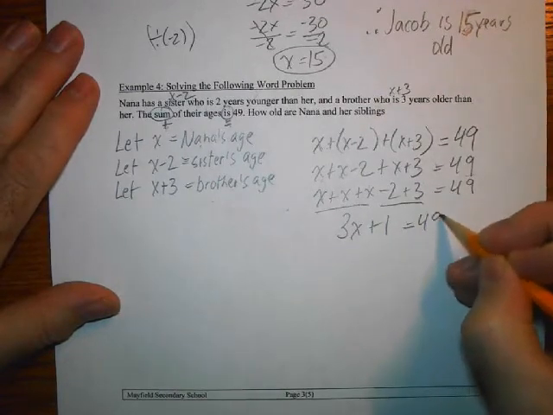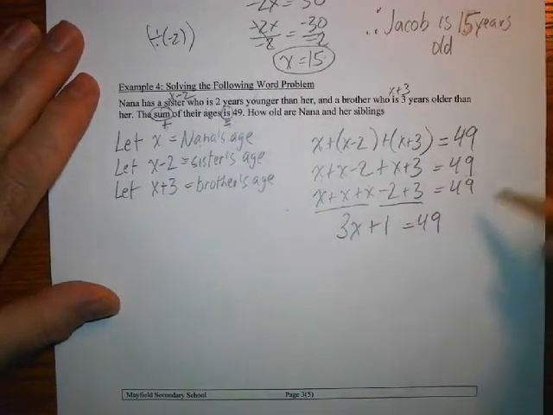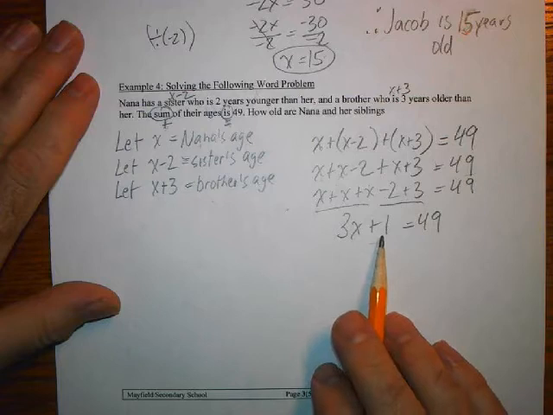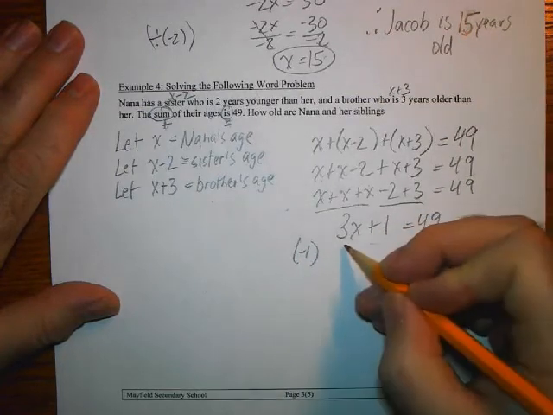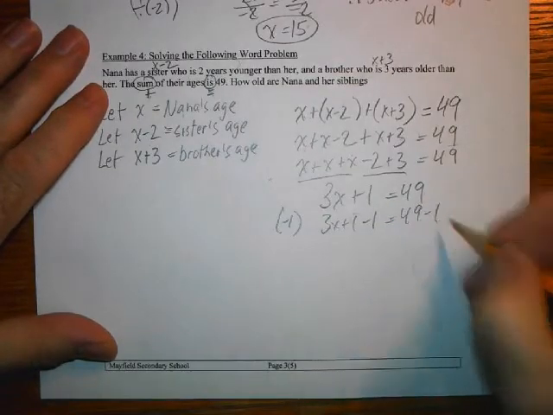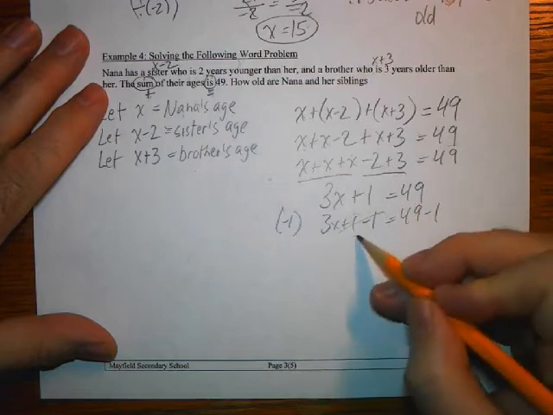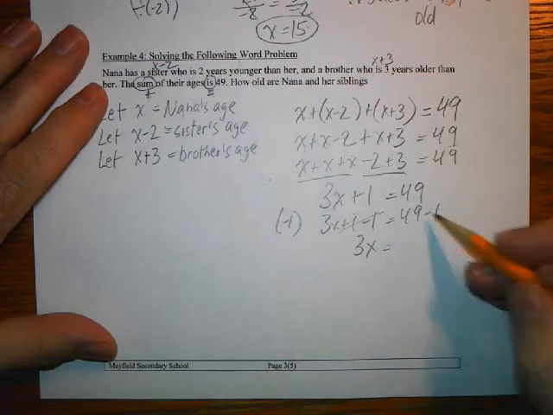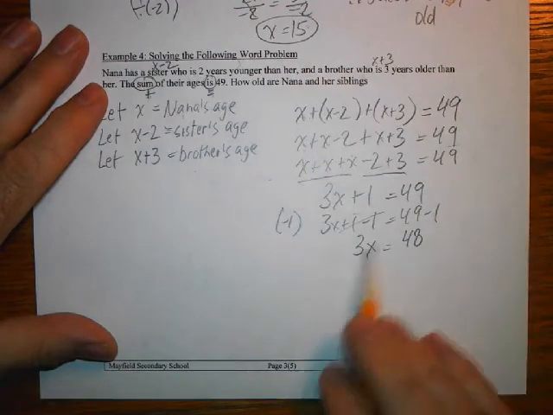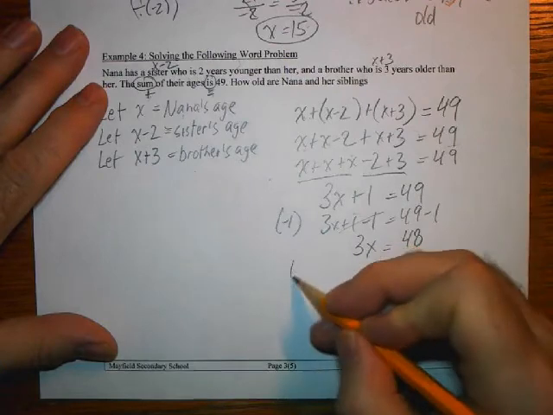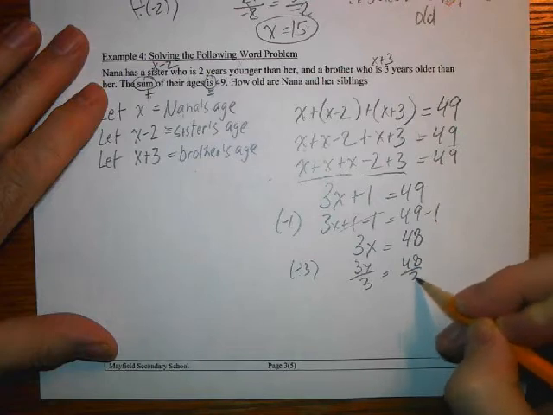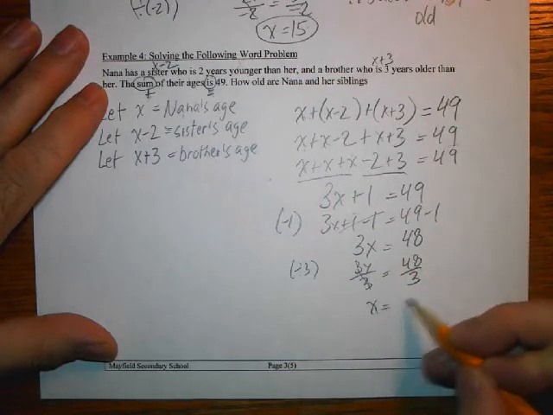And that equals 49. Okay, so you can see it looking more and more like equations from lesson 1 and 2. So what we do next is we subtract 1 from both sides. Okay, and the plus 1 minus 1 cancel. So I get 3x equals 49 minus 1 is 48. And then this will be step 6, the division step. We divide everything by 3. So 3x over 3 is equal to 48 over 3. The 3's cancel. I get x equals 16.